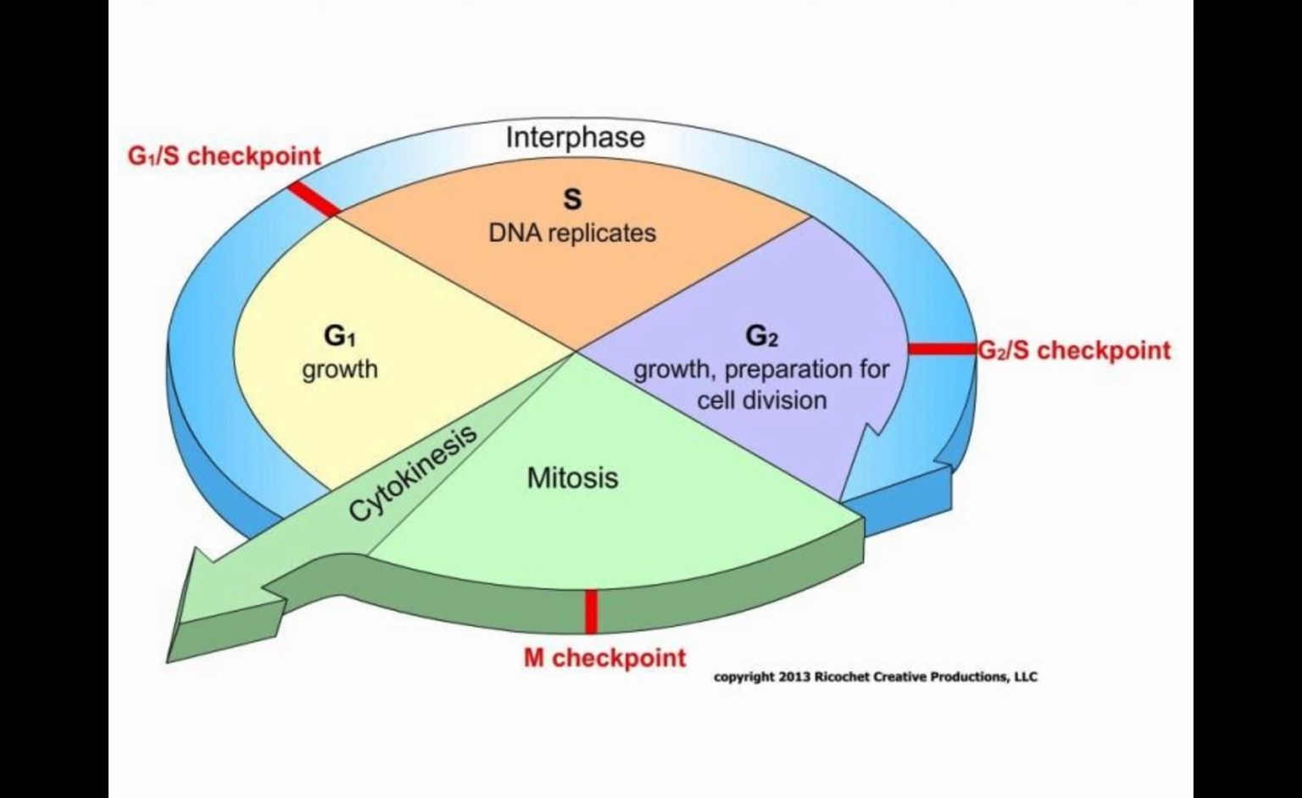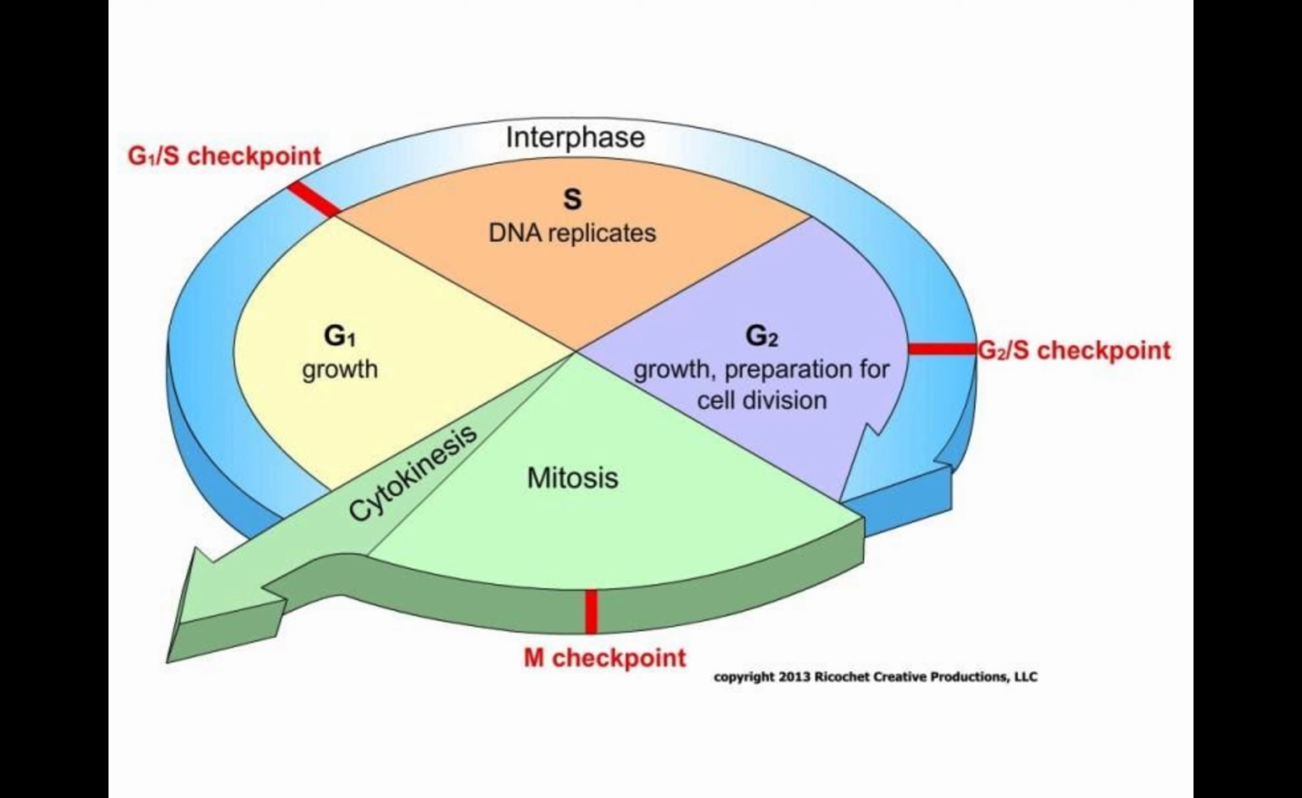So this is what you should have drawn yesterday. You have G1, which is your growth phase. You have S phase, or your synthesis phase, which is where your DNA replicates. We're going to go over all this. And then you have your G2 where you grow a little bit more and you get ready for cell division. So this is where you're going to start making double organelles and stuff, getting ready to pull apart. All three of those are in a thing called interphase.